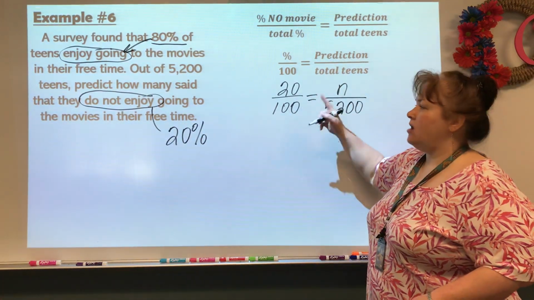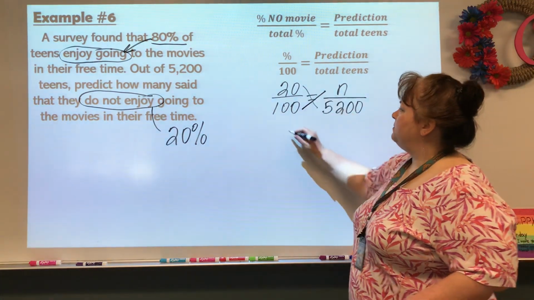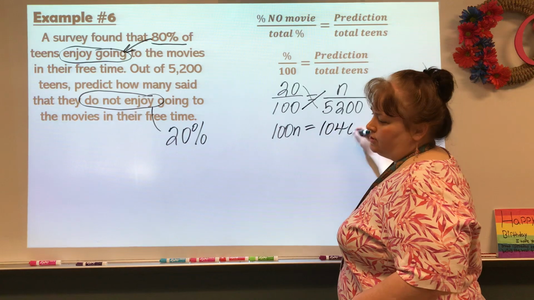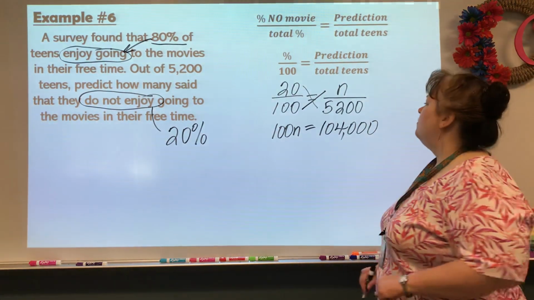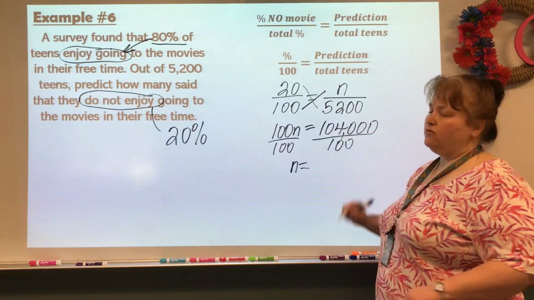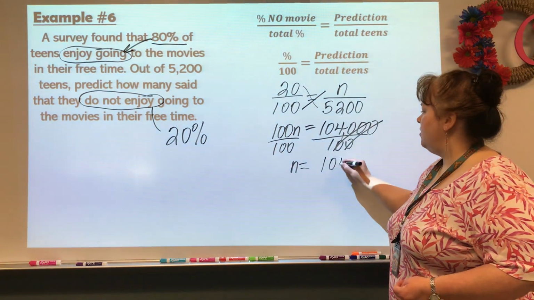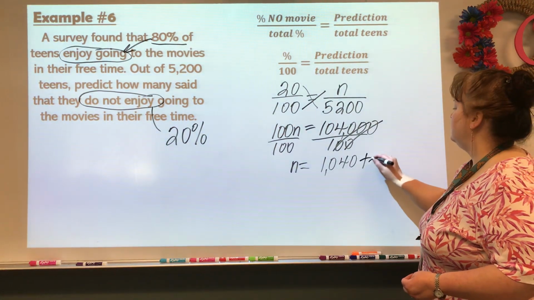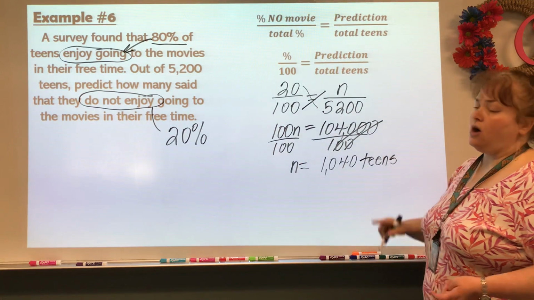Okay, so 20% do not enjoy going. We're looking for that 20% out of our 5,200. So we're going to cross multiply. 20 times 5,200 is 104,000. Sorry, I'll say that right. 104,000. Then we're going to divide both sides by 100. So 104,000 divided by 100. Remember, we can do our shortcut and cancel out our zeros. So we get 1,040 teens. Teens, that's our word this time. So 20% is the 1,040 teens that do not enjoy going to the movie.